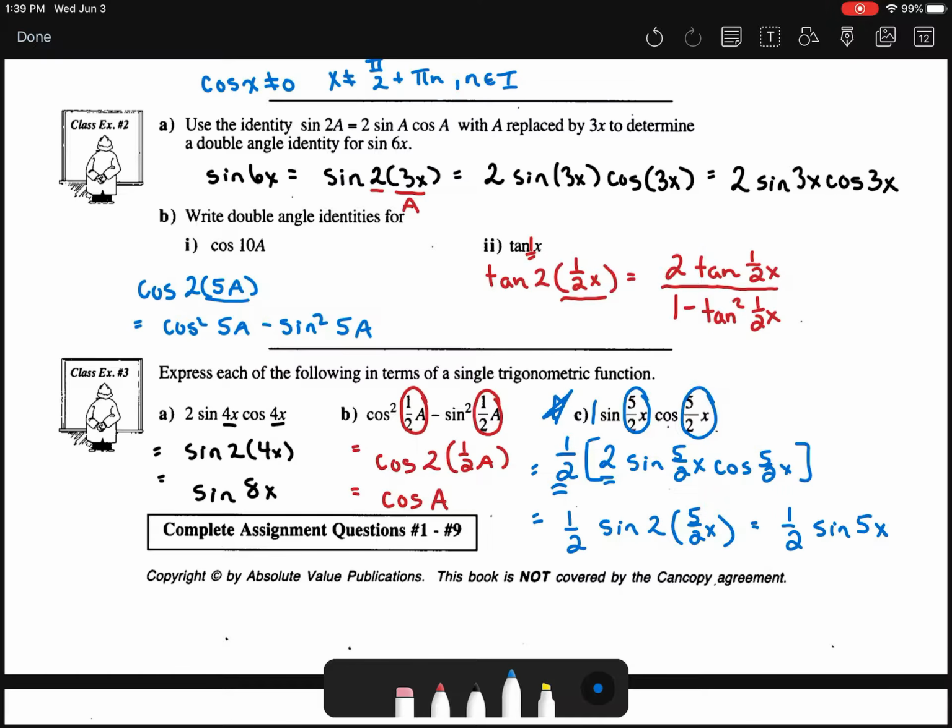There's not a ton of new stuff to learn. You just, again, have to learn a new set of identities that you're going to use and work with, be able to locate them and manipulate them from your formula sheet.